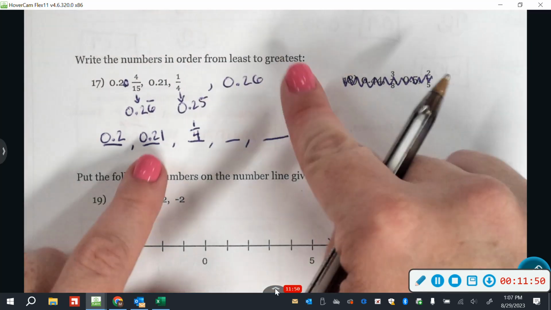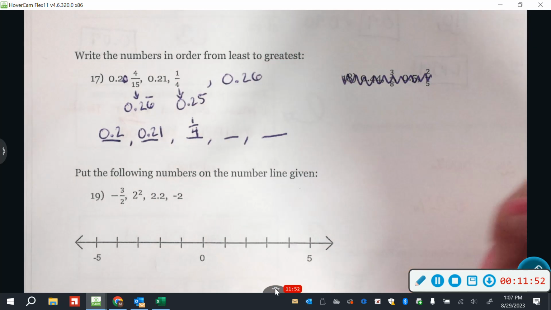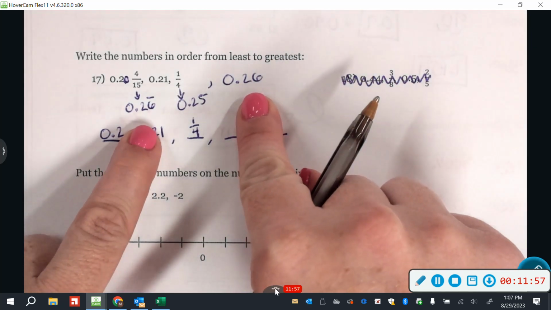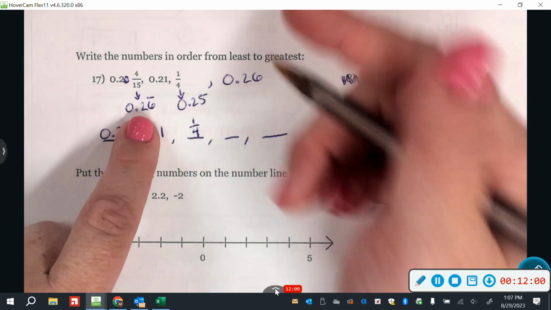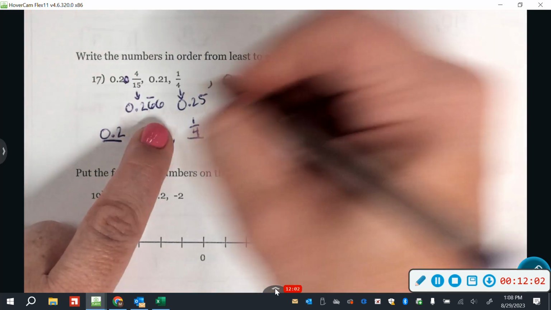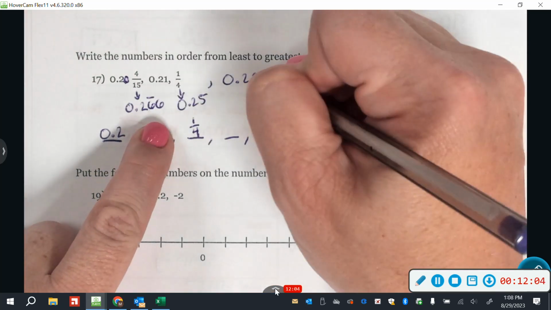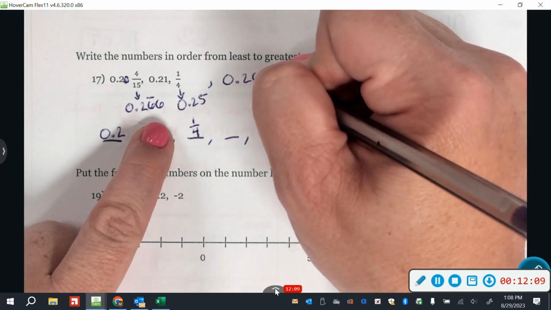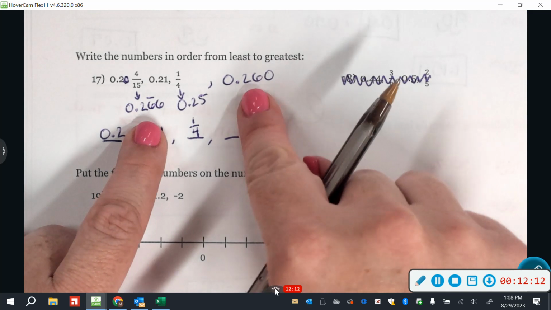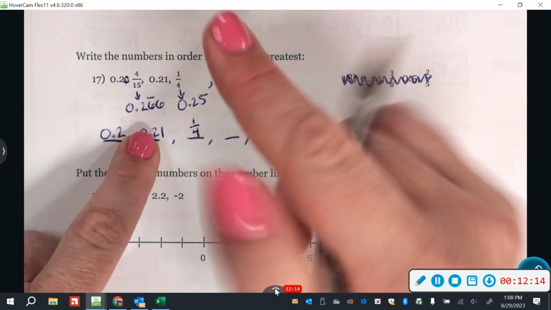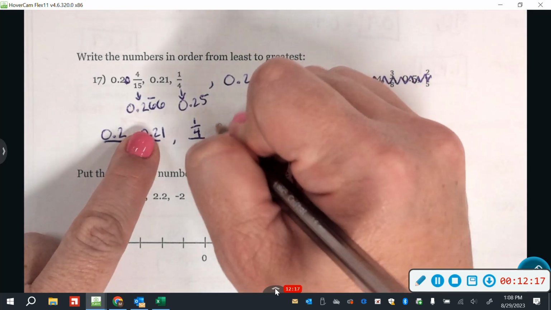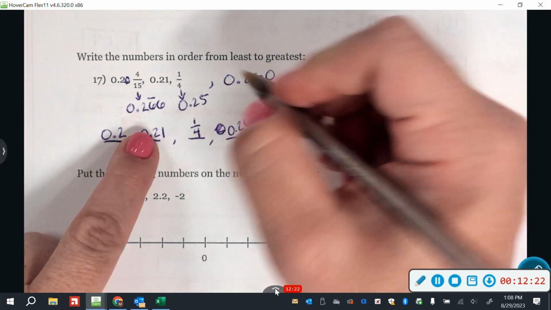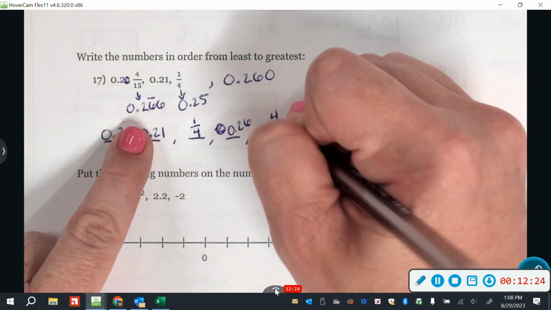Now this is where it gets tricky. Which one's bigger? With the 6 repeating, because repeating means I can put another 6 and it didn't change, right? But can I put another 6 here? No. What's the only thing I can put after this one to not change anything? A 0. So is 0.266 bigger or 0.260? 0.266. So this is bigger, therefore this is smaller. So 0.26. And then 4/15 is bigger.